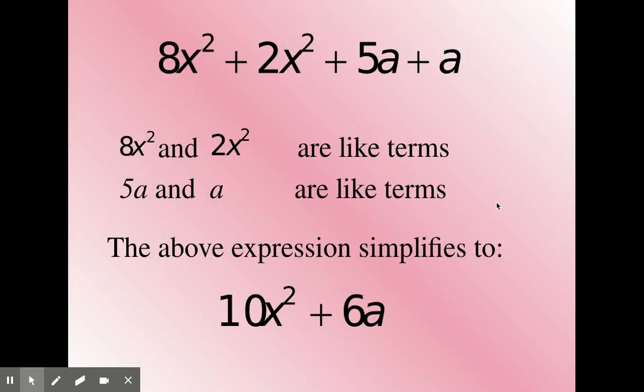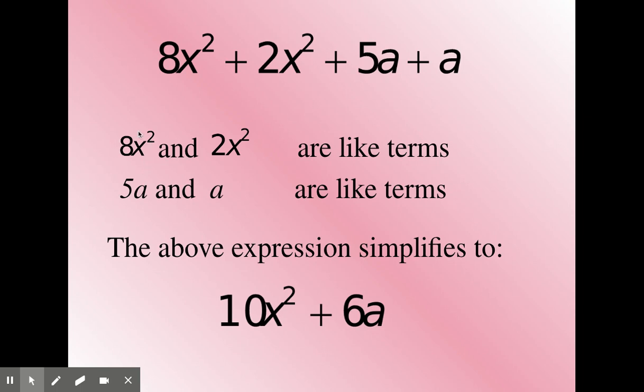Okay. 8x squared plus 2x squared plus 5a plus a. 8x squared and 2x squared are like terms. They both have x, and those x's are squared. 5a and a are like terms. So the expression above would simplify down to 10x squared plus 6a.